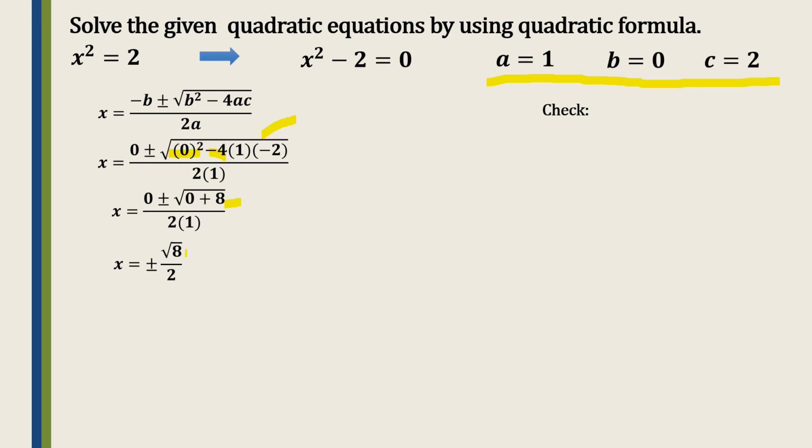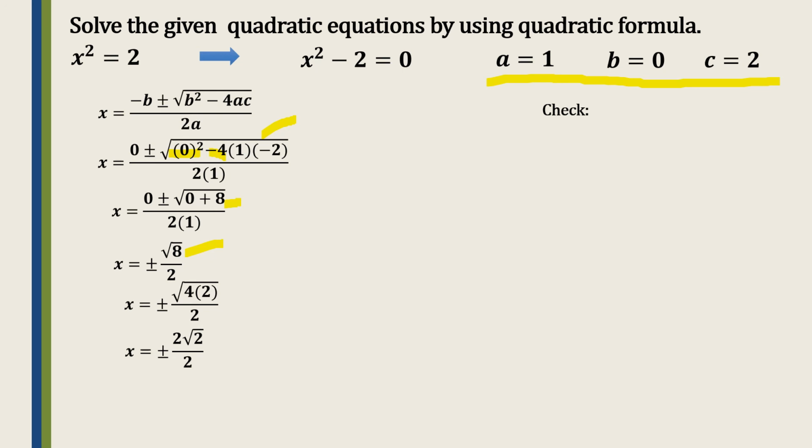Yung square root of 8, pwede natin yan i-simplify. Mag-iisip tayo ng factor ng 8 na kung saan ang isang factor ay perfect square. Meron kaya? Of course, meron. 4 and 2. So, we have now x equals plus minus the square root of 4 times 2 all over 2. Next, i-simplify natin yung 4, perfect siya, isulat natin sa labas. So, we have plus minus 2 times the square root of 2 all over 2.